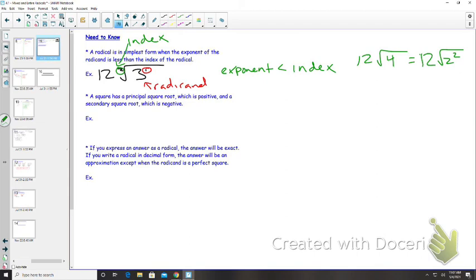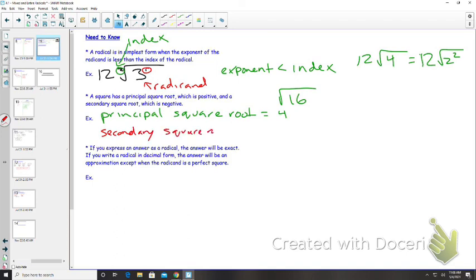A square has a principal square root, which is positive, and a secondary square root, which is negative. Remember, anytime you take the square root of a number, you get a positive and a negative number. So we call the principal square root, if we're doing root 16, the principal square root is going to be 4, and the secondary square root is equal to negative 4.